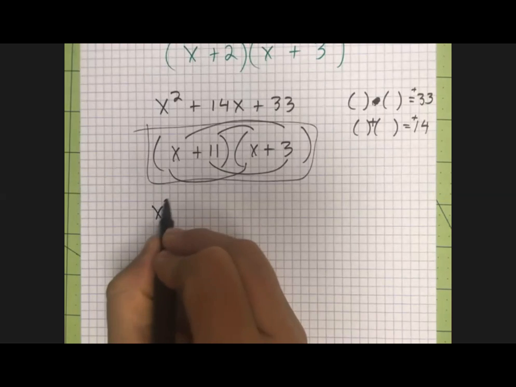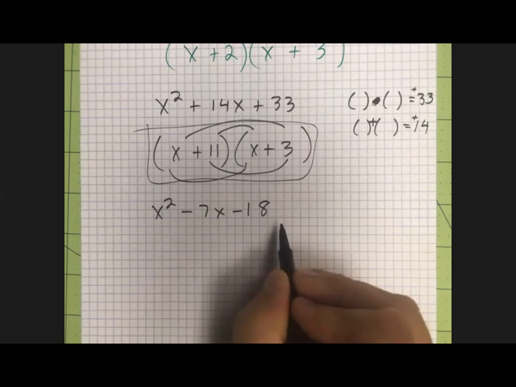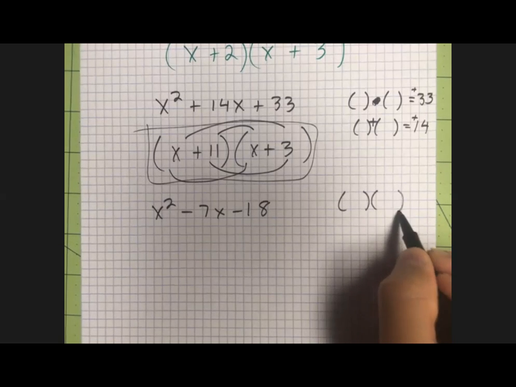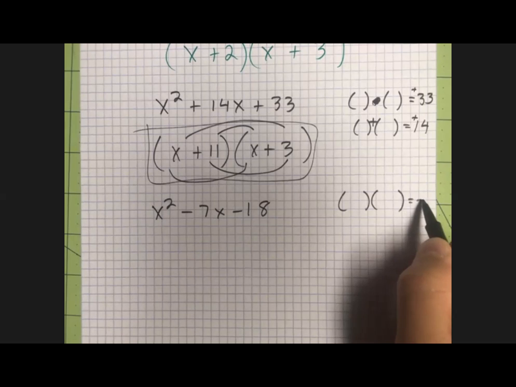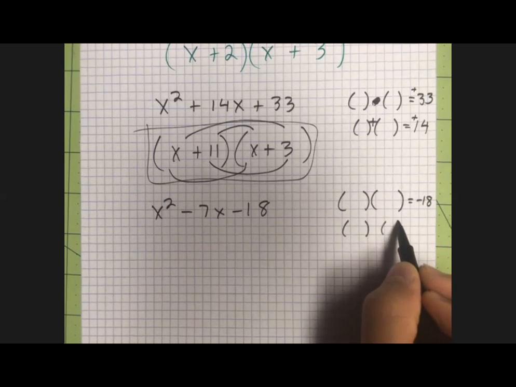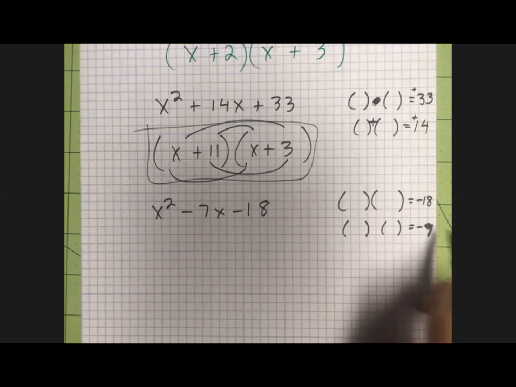Try it again. X squared minus 7x minus 18. And after you get used to this, you can do it fast. Give me 2 numbers that multiply to minus 18 and add to minus 9. Oh, sorry, minus 7. My fault.